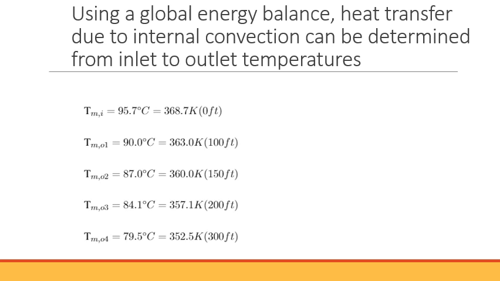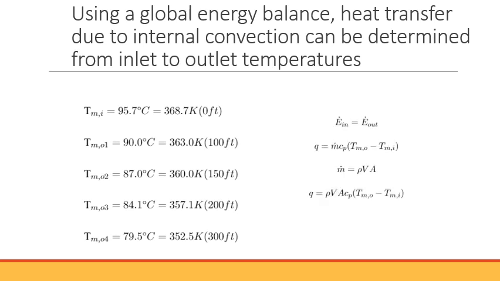Now that we have the inlet temperature and outlet temperatures for hose lengths of 100 feet, 150, 200, and 300 feet, which are recorded on the left along with the inlet temperature at 0 feet of hose, they are converted to Kelvin. Because of the small internal diameter of the hose, about 1/4 of an inch, we can accept that the measured temperature from the thermocouple is the mean temperature, TMI or TMO for inlet and outlet temperatures.